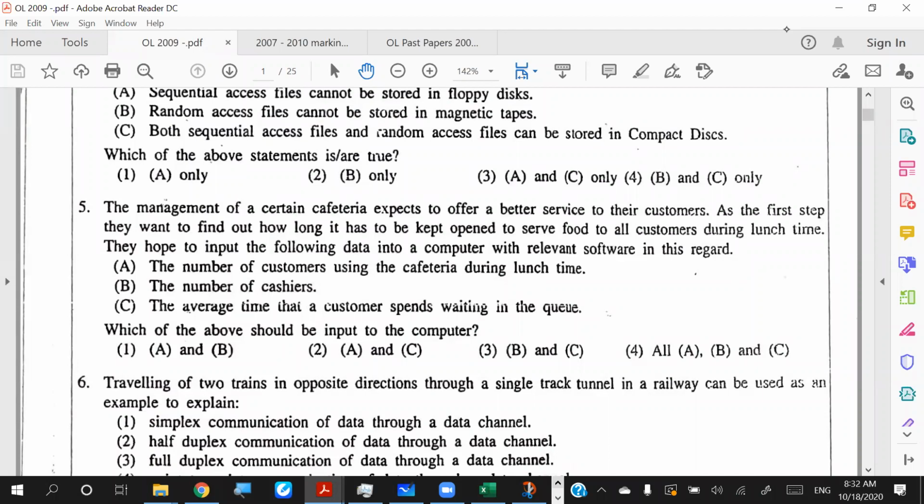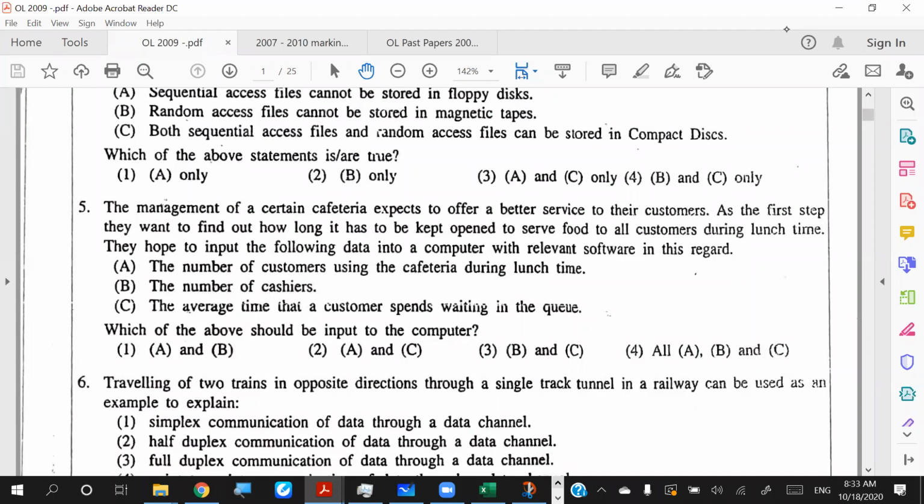So we can decide whether to increase it or decrease it, right? The average time that a customer spends waiting in the queue, again that is needed, right? So according to the scenario, the fourth one should be the answer, right?